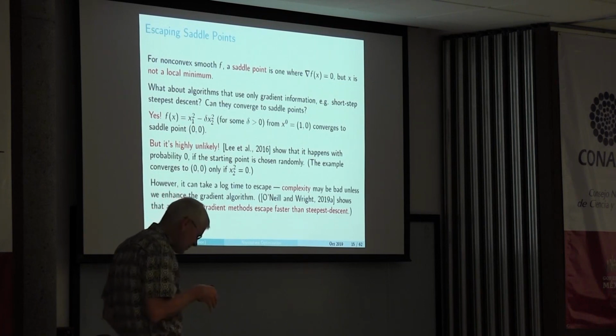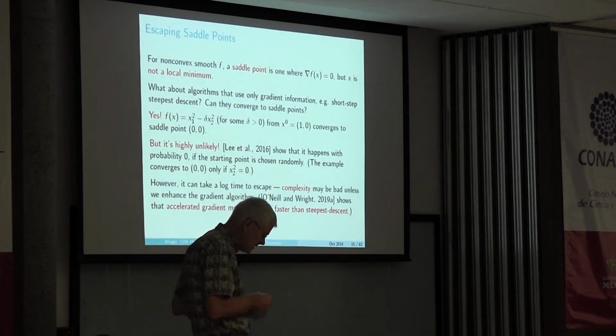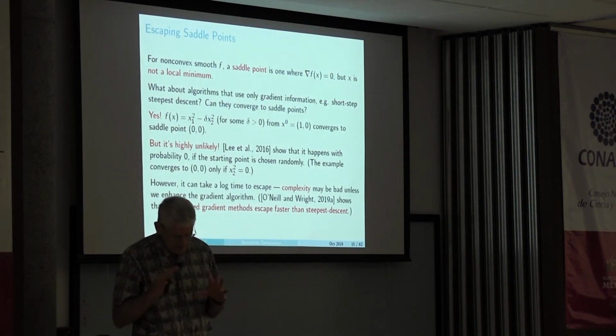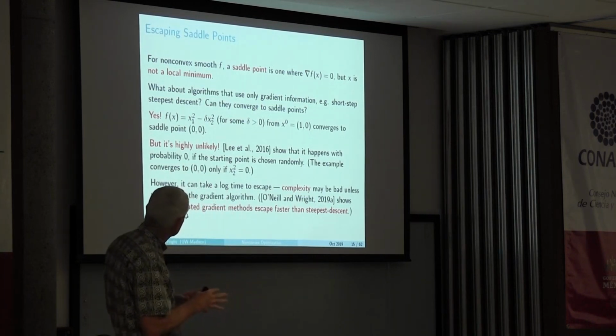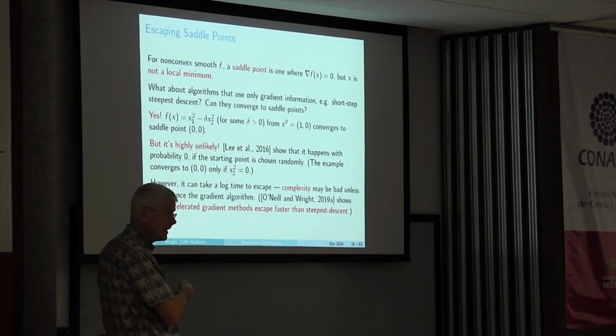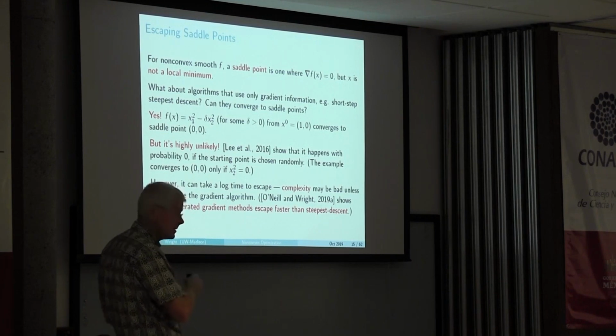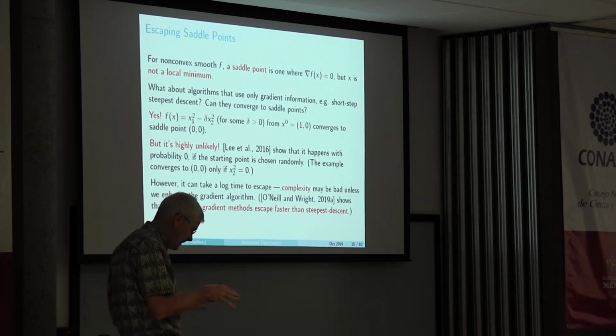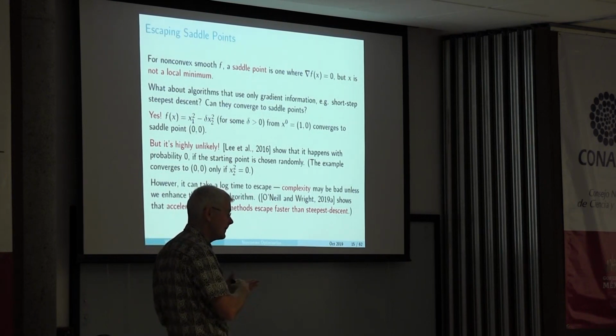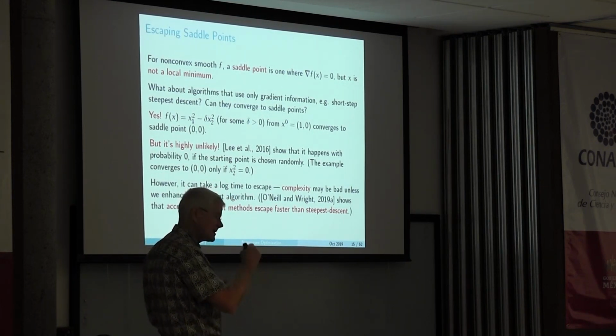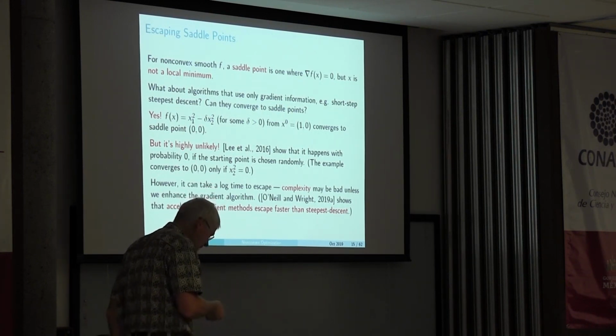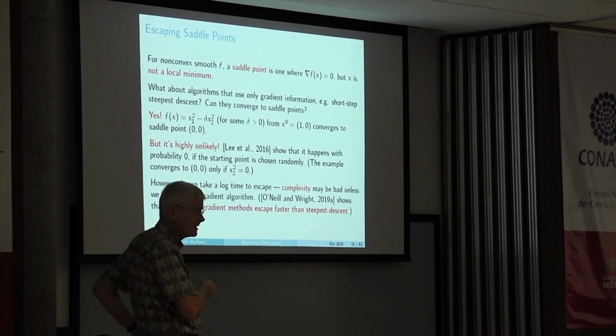So let me talk a little bit about escaping saddle points. This is the big problem when we're doing non-convex optimization: we might get stuck at a point where the gradient is 0, but it's not a local minimum. Is it possible that these gradient methods will get stuck at a saddle point? If you have an iterate that's at a saddle point, it'll just stay there and never move away, and that would be a bad property. So the answer is yes, these methods can get stuck at saddle points, and it's very easy to see that.